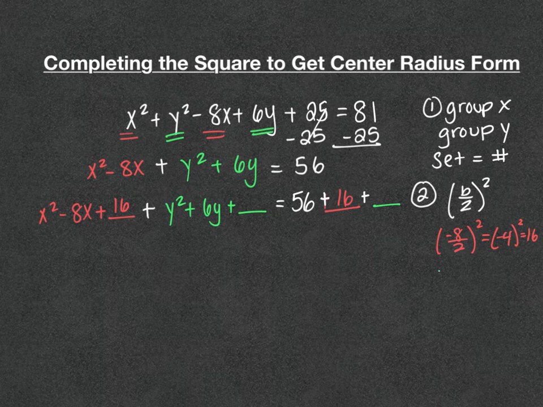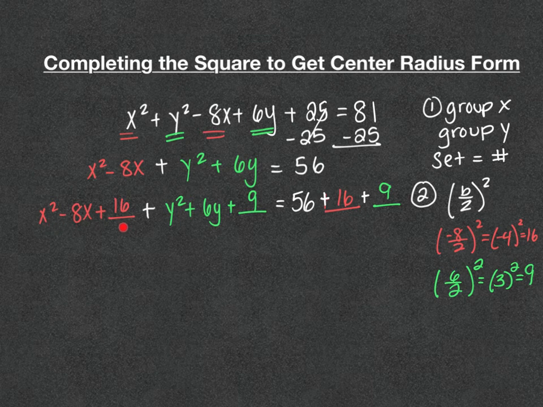Then we do the same thing with the b value, but with the y's. So my b value is the 6y, the number in front of the y. So 6 divided by 2 squared. Well, 6 divided by 2 is 3, and 3 squared gives us 9. So the 9 is what we have to add to both sides of the equation. So then we're almost done. We're in center radius form now.